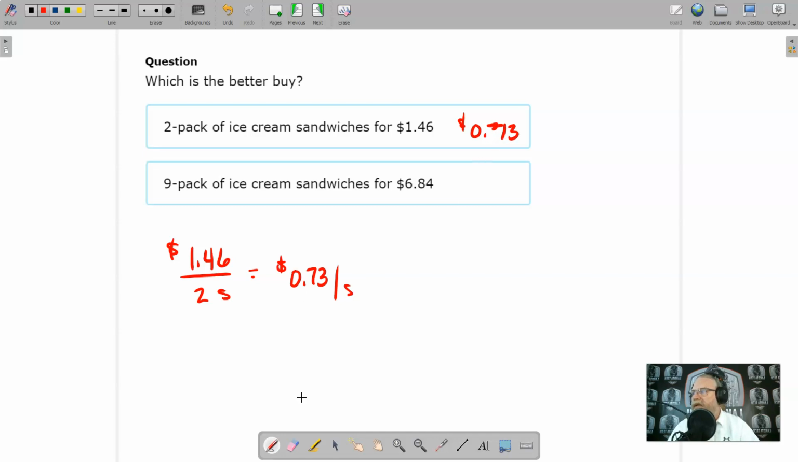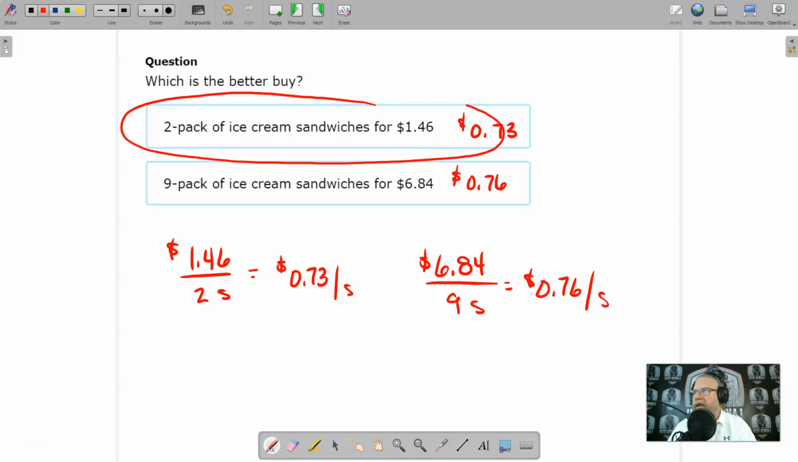73. That's not a very good look. 73 is. Let's go ahead and erase that, fix that. Try to write the 3 first. There we go. And then for the 9-pack, it is $6.84 per 9 sandwiches. So let's go ahead and divide that 6.84 by 9, and we're going to get 76. So 0.76 per sandwich. So each one of these, if we buy the 9-pack, is costing us 76 cents. The better buy is the first choice.